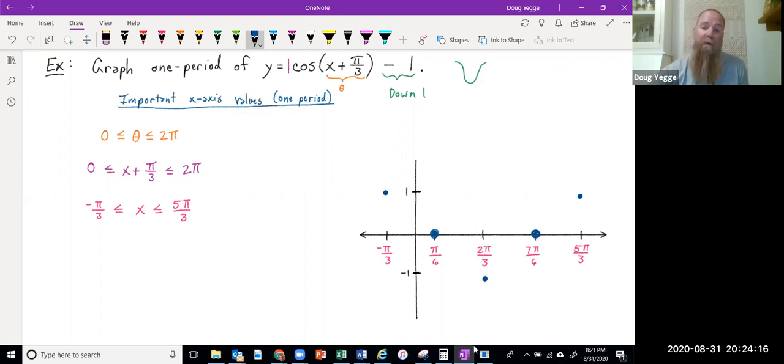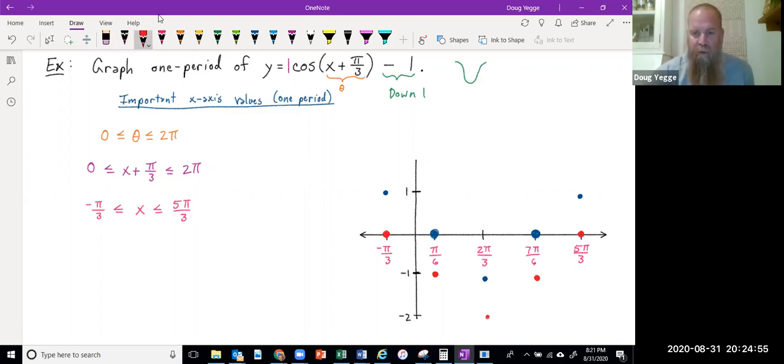But notice that now, because of that movement of down 1, every one of these points is going to move down 1. So this point, the top left, is going to move down to the x-axis. This point that used to be a 0 is now going to move down to negative 1. This point that used to be at 0 is now moving down to negative 1 as well. This point that used to be at 1 is now moving down to 0. And the point that's at the minimum that used to be at negative 1 now has to move down to negative 2.